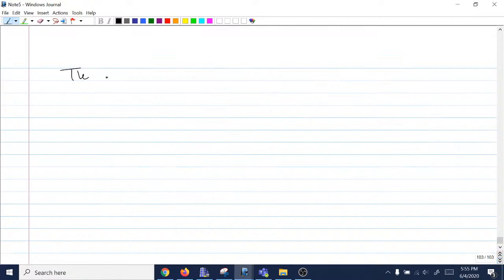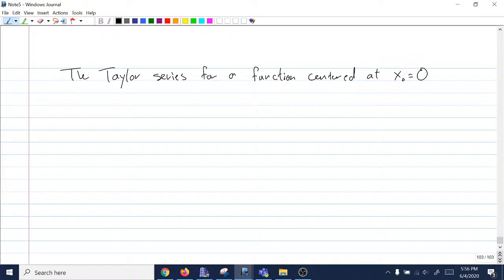The Taylor series centered at x naught equals 0 is called the Maclaurin series. And I believe I have this right, that Maclaurin doesn't have a capital L there. Although I don't know how you get your name attached to just using 0. This feels like a weird thing to have its own name.